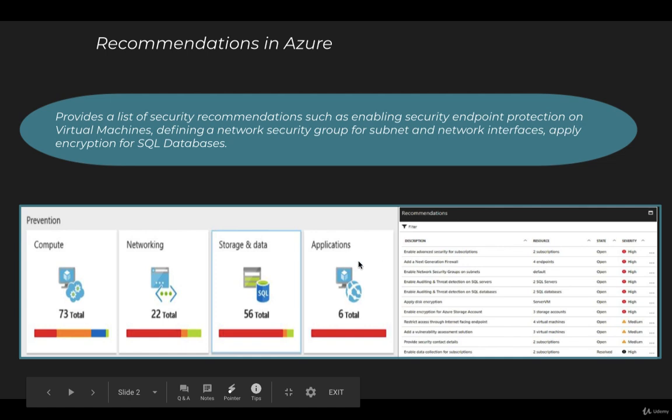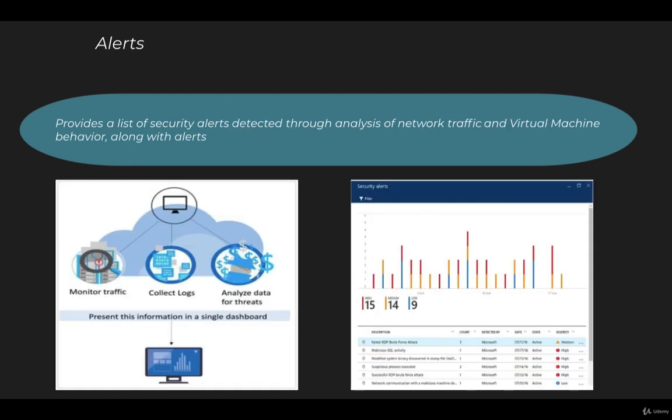Similarly for web apps, you learn whether web apps or function apps are configured to use HTTP only. So all these options you get with the help of recommendations in Azure, like disk encryption, all the things which you need to enable. And then there are the alerts.